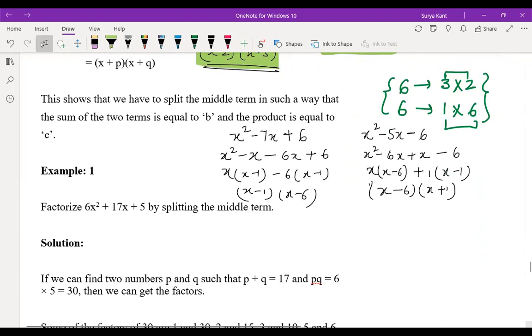Now, all of you do question example number 1 over here. All of you do example number 1. Who is getting the answer fast? Too fast, this one. Split the middle term of this.